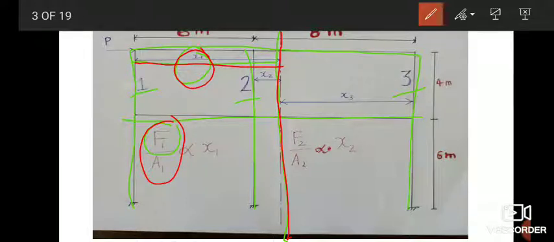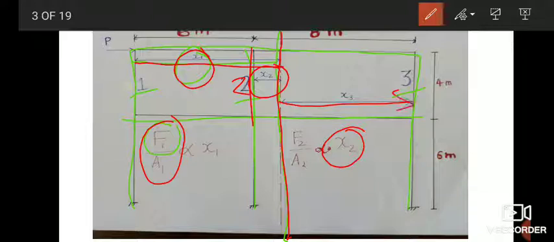And for the second column, you can write F2 by A2 is directly proportional to x2, where x2 is the distance of the second column. This is column number 2, I have marked 2. So x2 is from the centroidal vertical axis. And similarly you can write for the third column also, F3 by A3 is directly proportional to x3, that distance. So this is how the second assumption can be mathematically represented.